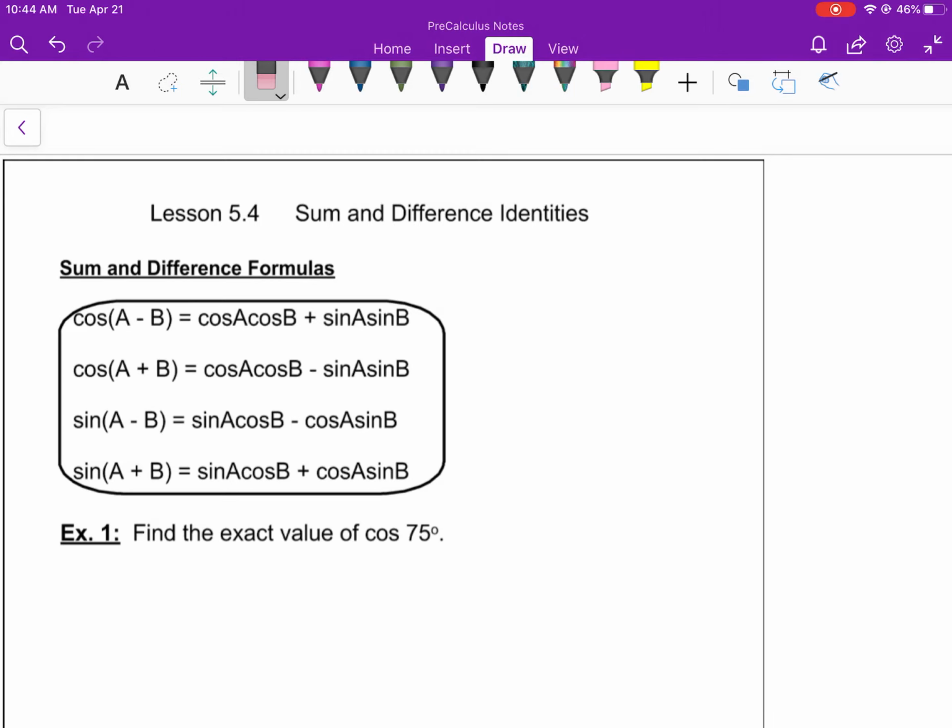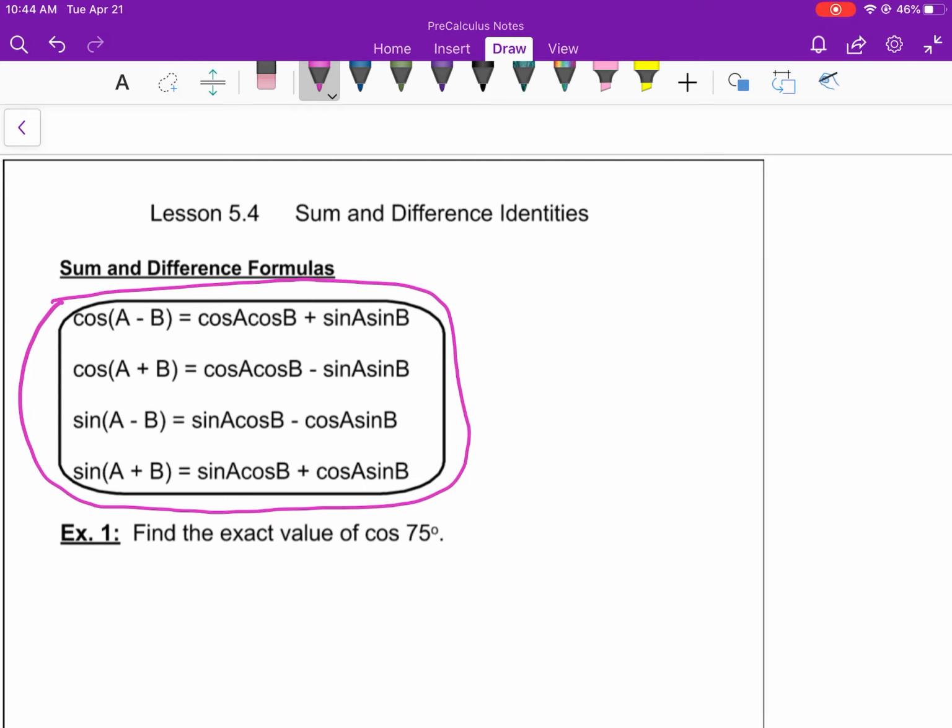Calc, we're going to start in lesson 5 today. We're going to look at sum and difference formulas, and we're going to be looking at these 4 formulas in this first part of your notes. In a little bit, I'm going to compare this set of identities to what we have on our identity reference sheet, and I'll show you what that looks like here in just a little bit.